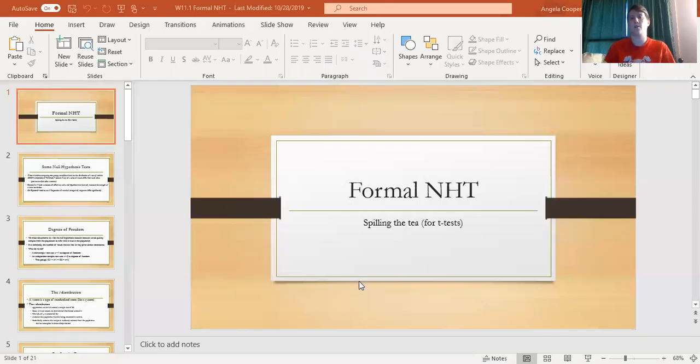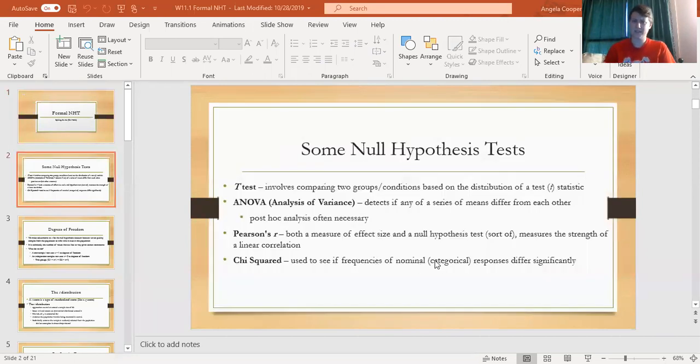So today we're going to be discussing formal null hypothesis testing. So this is where we're actually using statistics. This is where we're actually conducting tests where we can determine with certainty using p-values and test statistics, critical values, etc., that, hey, we would reject or we would retain the null hypothesis. So some examples of null hypothesis tests that we use, some inferential statistics that we use.